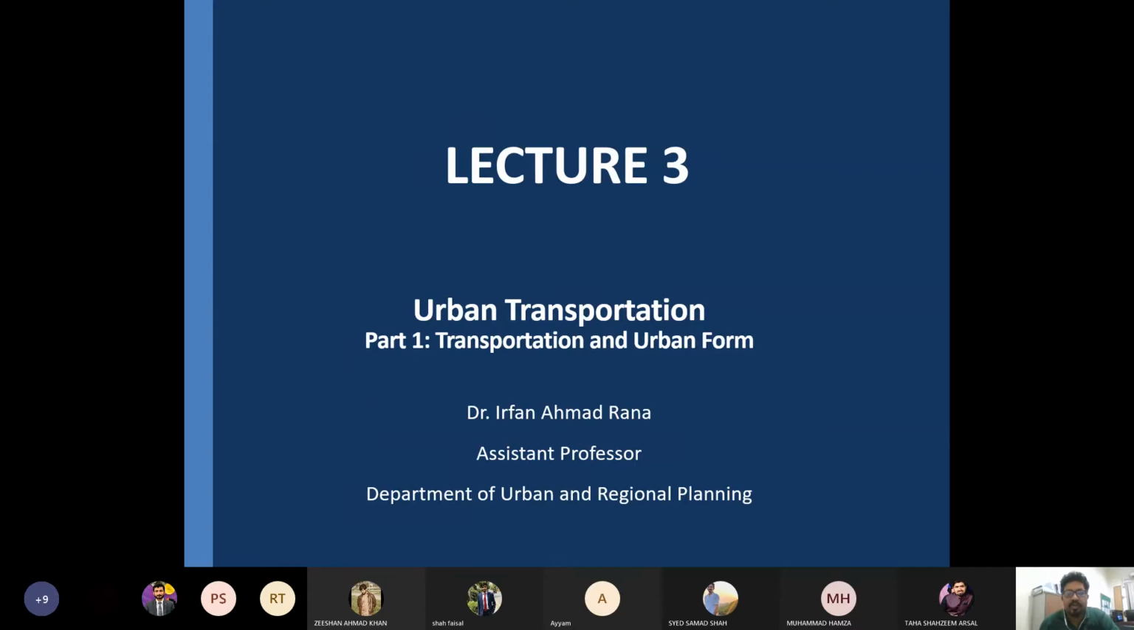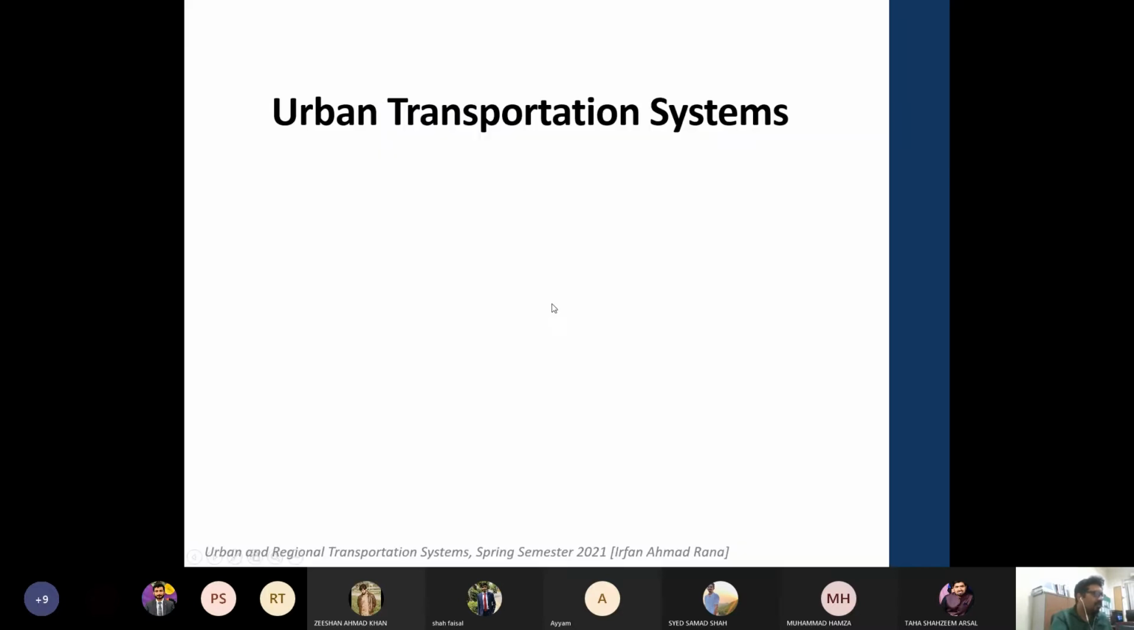Okay, welcome class to another lecture on urban regional transportation. In this lecture, we'll be starting a new topic in which I will be talking about how transportation is impacted by the shape of the city, how different systems of the city interact with each other. So let's start from the first component.